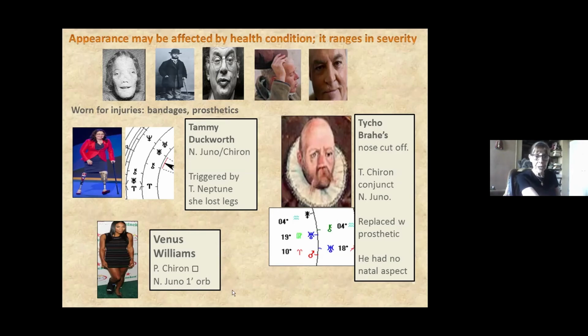And here's a picture of Venus Williams when she had progressed Chiron square her natal Juno. She broke her foot and had to wear that little booty, and that is a Juno Chiron entity, that little booty. Now, Tycho Brahe, his nose was cut off in a duel. He had to be fixed for a prosthetic nose. On the day his nose was cut off, it was not about the duel, it was not about a relationship. Transiting Chiron was conjunct natal Juno. He had his nose replaced with a prosthetic. He had no natal aspect. You see this all the time, where people don't have the natal aspect, they get a transit, the transit will manifest.